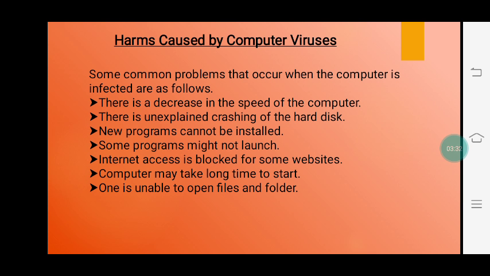If you want to install any new program or any new application, it cannot be installed. Some programs might not launch. Internet access is blocked for some websites. The computer may take a long time to start. One is unable to open the files or folders. Files or folders are not found on the hard disk. Desktop settings change unexpectedly. The hard disk runs out of free space. This happens when the virus makes unlimited copies of itself.